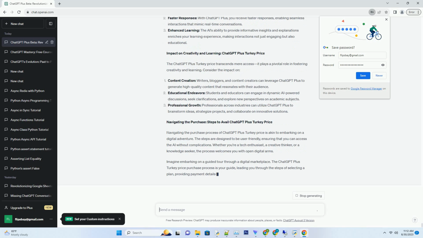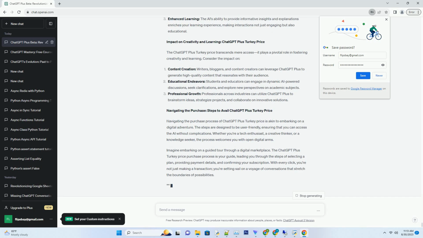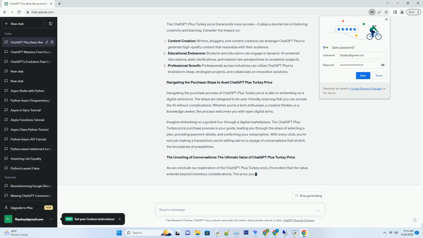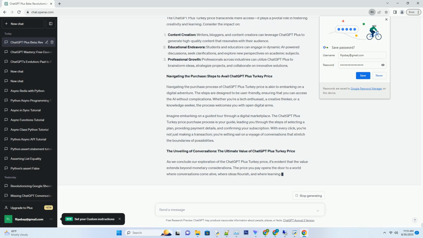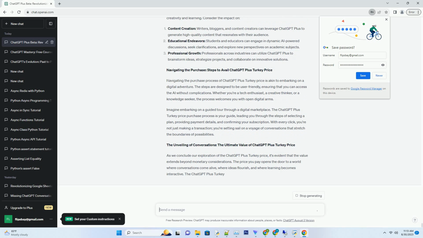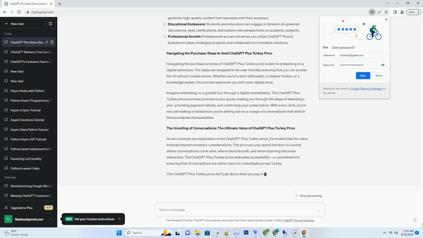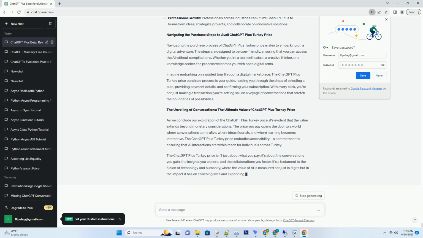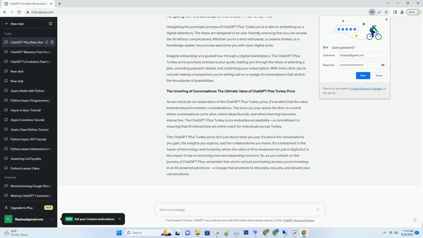Charting the voyage, ChatGPT Plus Turkey Price Points. Let's chart the journey through the ChatGPT Plus Turkey Price Points. Chart, ChatGPT Plus Turkey Price Points. Note, X, Y, and Z represent actual price values. The chart presents a spectrum of options tailored to different preferences and usage patterns. Whether you're looking for short-term engagements, extended collaborations, or a year-long AI journey, the ChatGPT Plus Turkey Price Points cater to your needs.